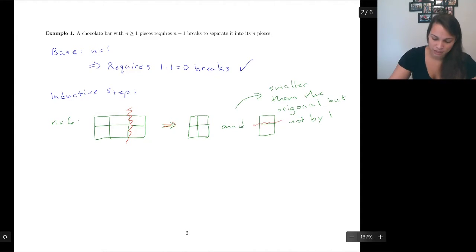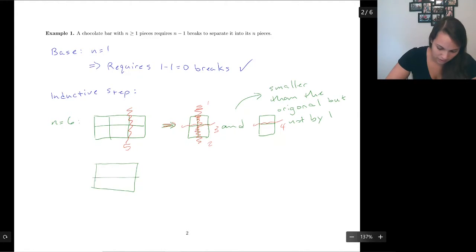Let's finish this one up. I could break this piece and this piece like that. And then I could also do another break here and a break here. So that's going to be 1, 2, 3, 4, 5. All right, that's n minus 1. That's cool. I didn't have to go about breaking it that way.